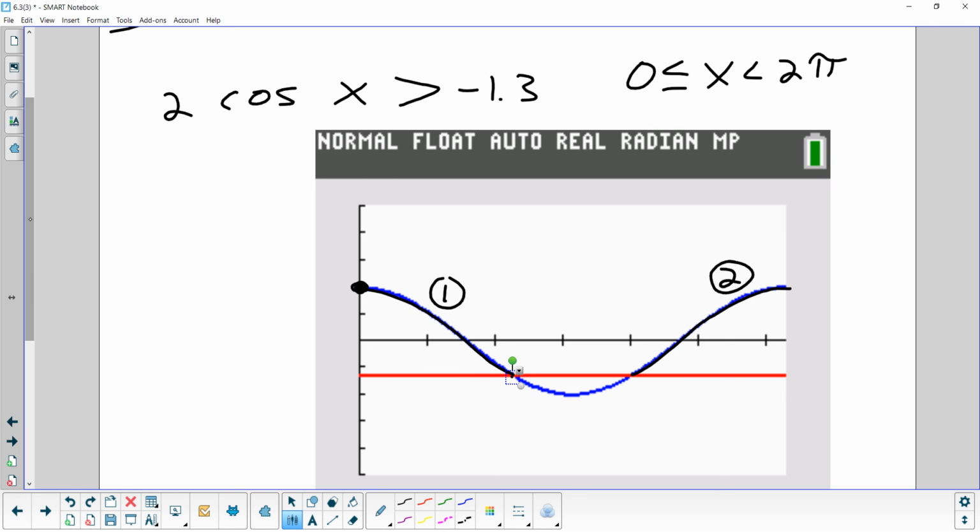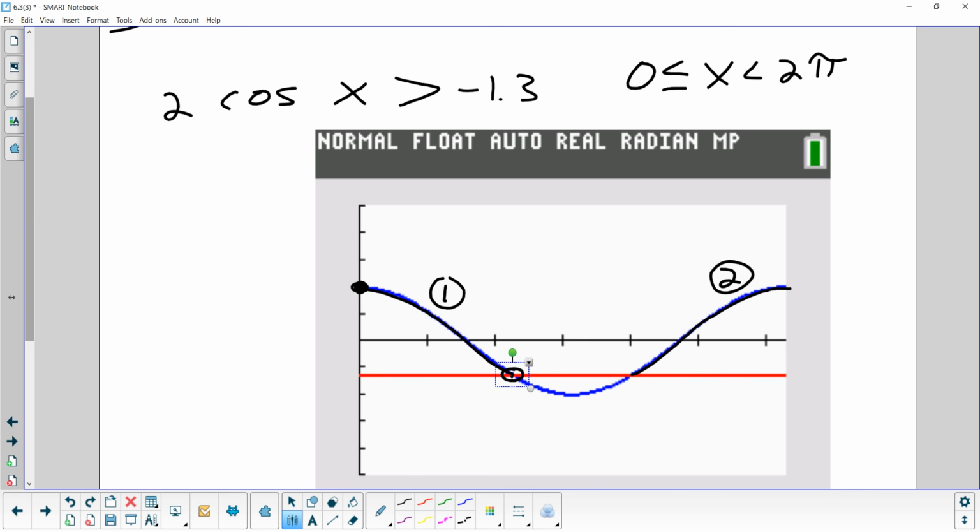Wait, wouldn't that be negative 1.3, since that's where the horizontal line is? Yes, but remember we're solving for the x value, not the y value. The y value is at negative 1.3, but I don't know how far over I went on the x-axis. So would we include or not include the end of interval 1? Not included. I can't count where these graphs are equal. I have to count where it's above. That means do not include where they're equal.